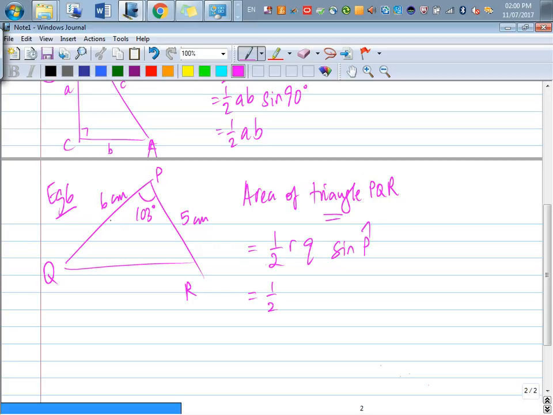And I have to now substitute in the values. Our value for r will be 6. Value for q will be 5. Then sine 103 degrees. So work this out. How much do we get? Leave your answer in 5SF first. So do you get 14.615? You round it off to 14.6. Okay? Any questions on how to apply the formula? Okay, then try it yourself for number 6.